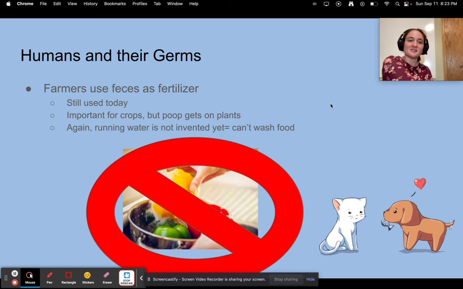All right, so farmers use feces as fertilizers. Yeah, that still happens today. Totally cool. But back in the ancient days, when they didn't quite know how to use manure, feces would get on plants. Again, there was no running water, so you can't wash the food.